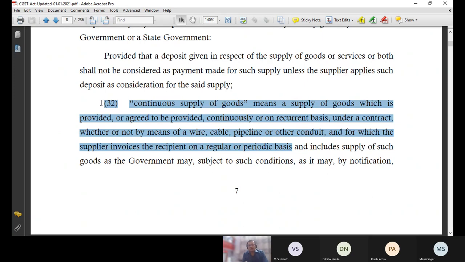Like petrol is supplied, petrol is not within the GST purview, but there may be some gas or chemicals which may be supplied through pipeline. So it says that continuous supply doesn't always require the pipeline. It can be without pipeline also, like in my example, a contract between the iron supplier and the factory owner who requires iron for the construction of the factory. It's a continuous supply. So this is the definition of continuous supply.